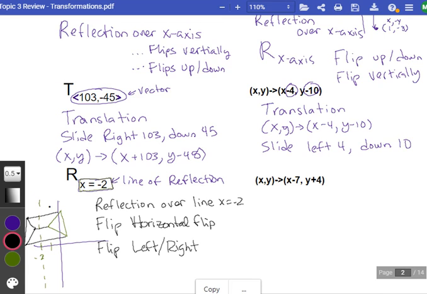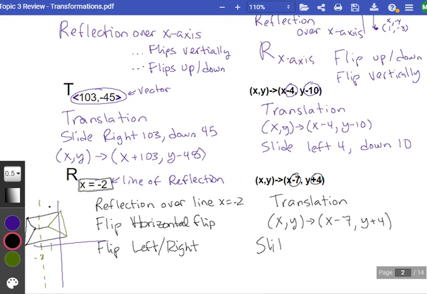So one last one. We have, again, a plus-minus rule. That's a signal for a translation. Okay. In particular, x, y travels to x minus 7, y plus 4, which means we're going to slide left 7, and then we're going to slide also up 4. All right. So that concludes page 1.